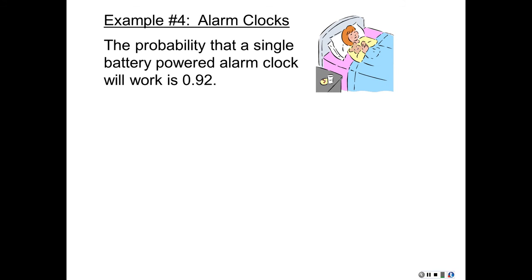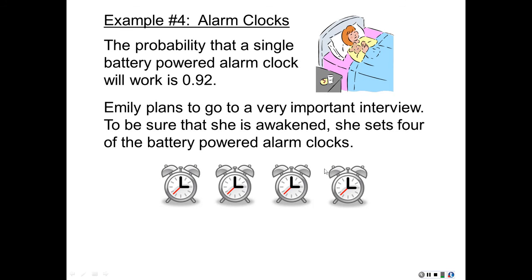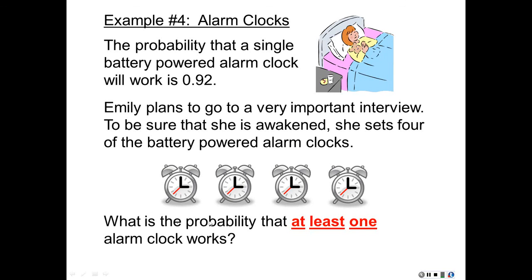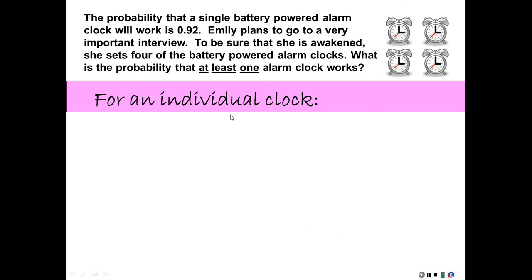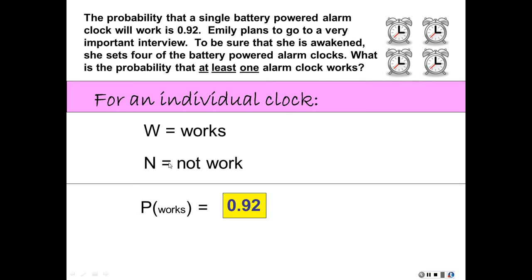We have an alarm clock. The probability that a single battery-powered alarm clock will work is 0.92. Now, Emily plans to go to a very important interview, and to be sure that she is awakened, she sets 4 of the battery-powered alarm clocks. What is the probability that at least one of them is going to work? For an individual clock, the probability that it's going to work is 0.92, so the probability it's not going to work is 0.08, 1 minus 0.92.